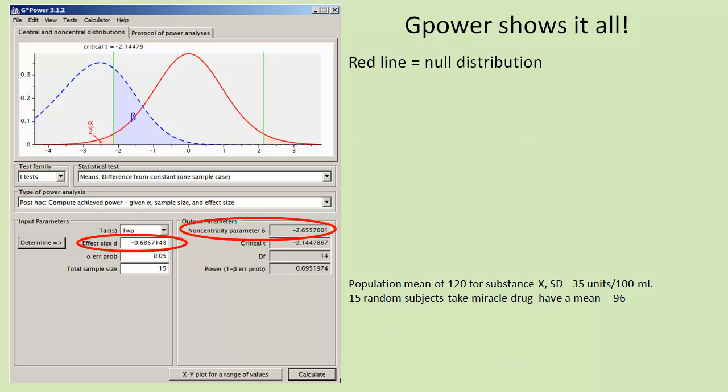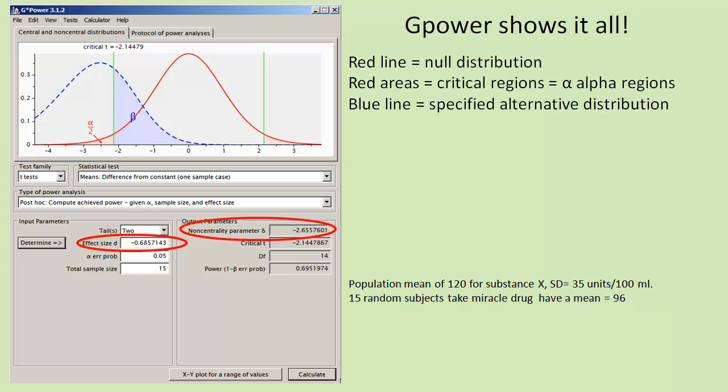As before, the red line is the null distribution, and the red areas represent the critical regions. The blue line is the specific alternative distribution, and the blue shaded areas are called the beta regions. While we can only see one, the large one in the diagram in the middle, there's also a very small one between t equals 2 to 3. It's on the far right. But now let's look at each of these regions in a little more detail.